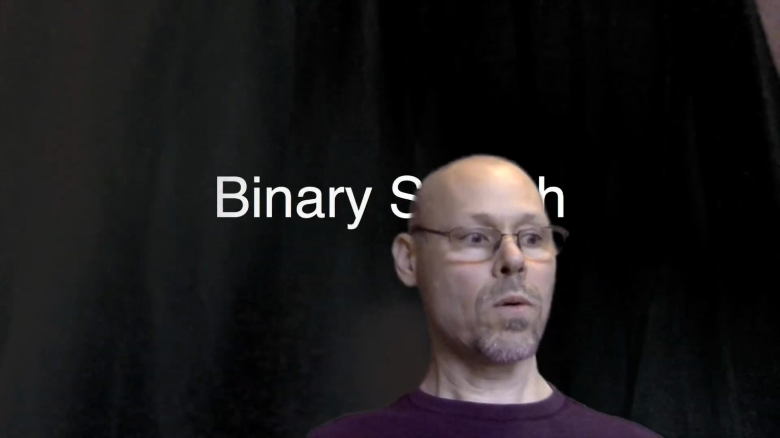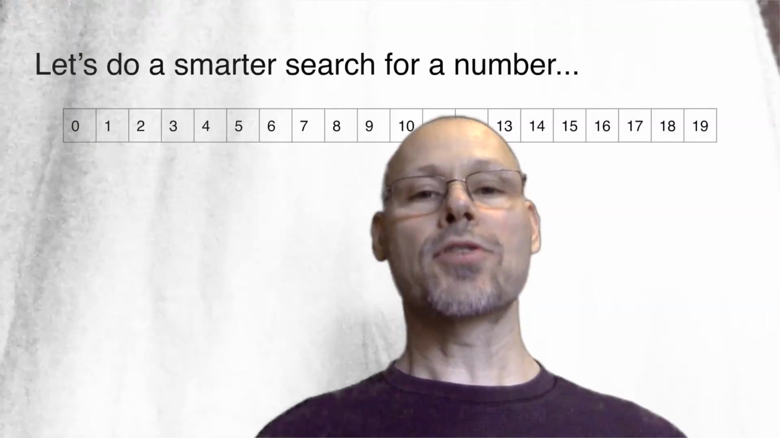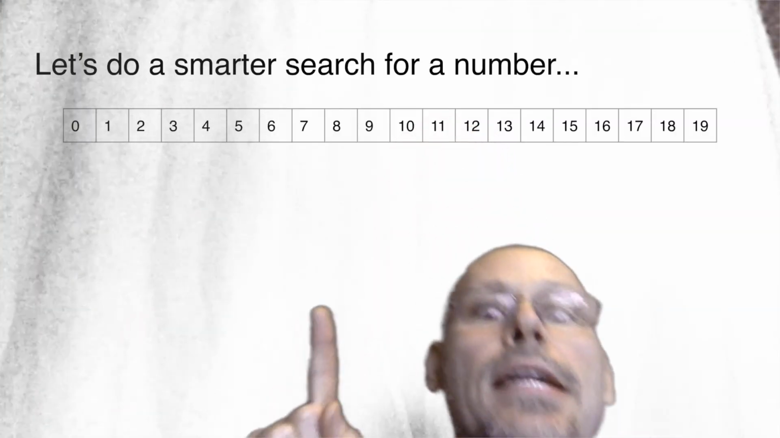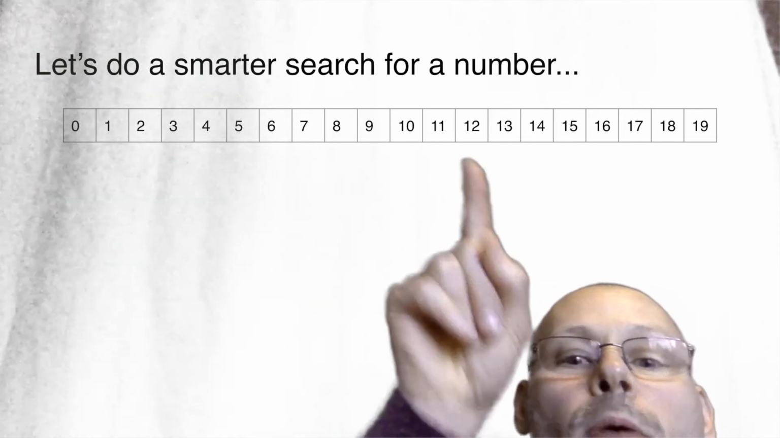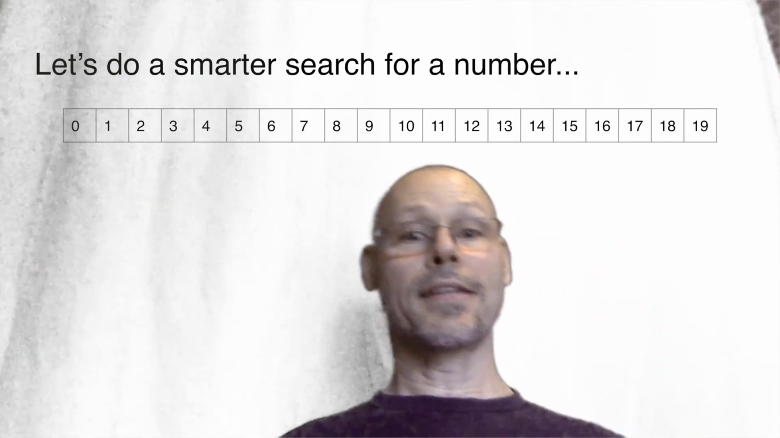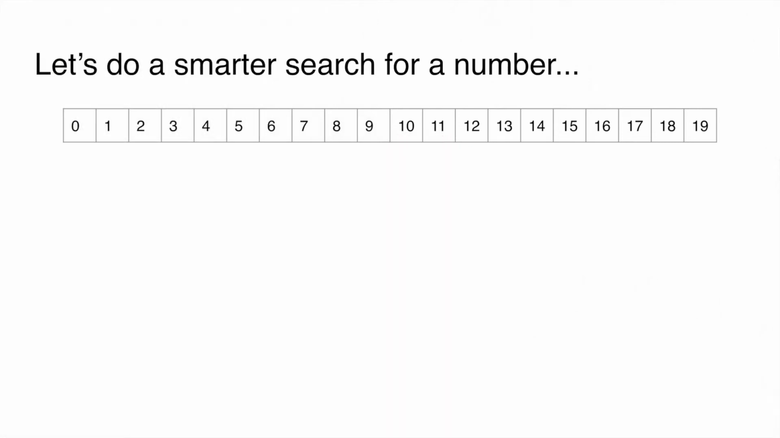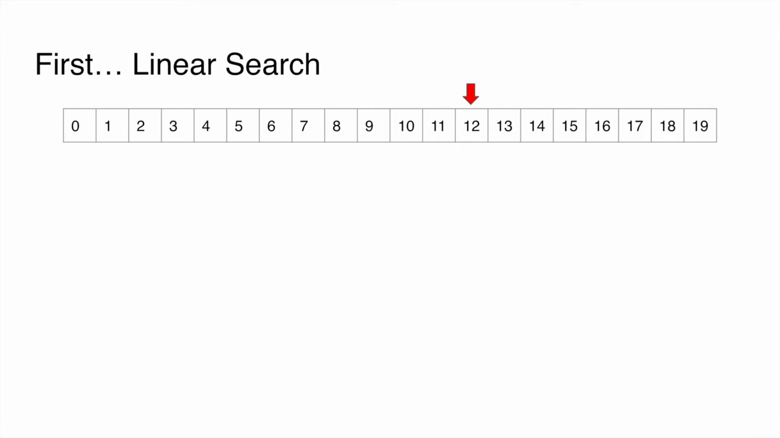Okay, so binary search. Let's say we're going to search for a number, that one right there. Let's see if we can find that one. How would we do it? Let's do a smarter search for a number. But so far, what we've been doing is searching linearly. We said we were going to search for a number starting there, at 12. So if we were to do this linearly, we first look at the very first index.